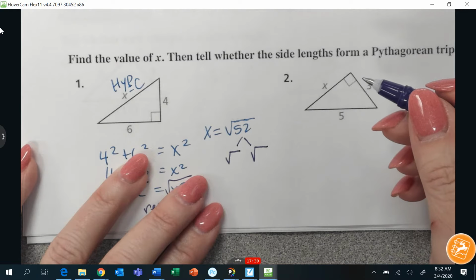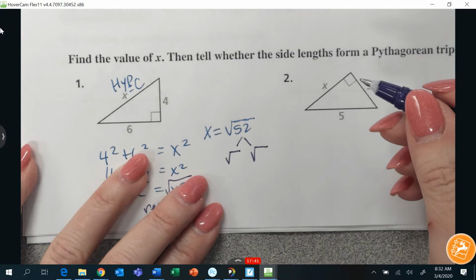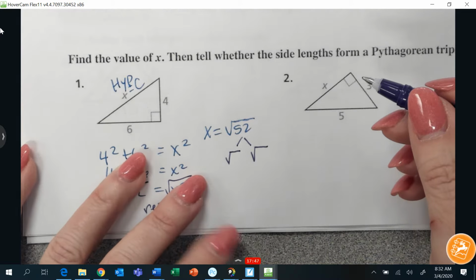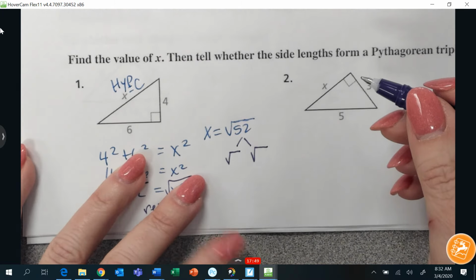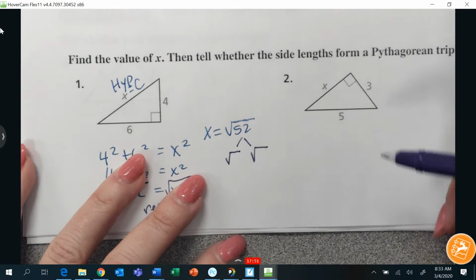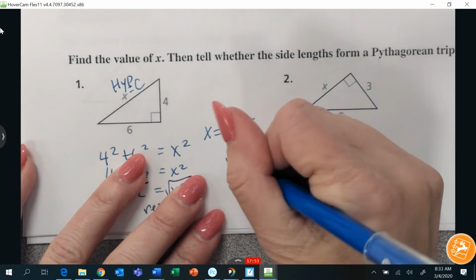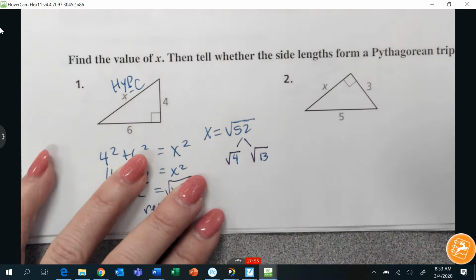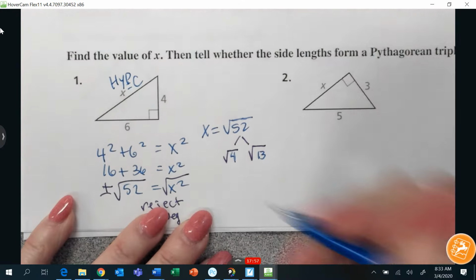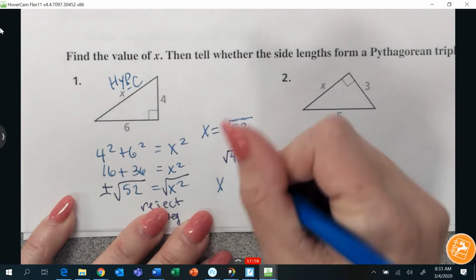Anybody know anything about cards? How many cards in a deck? 52. How many suits? 4. Oh, so 4 and 13. 4 and 13, yeah. That's what I think of anytime I see 52, is cards. Not everybody plays cards, but.